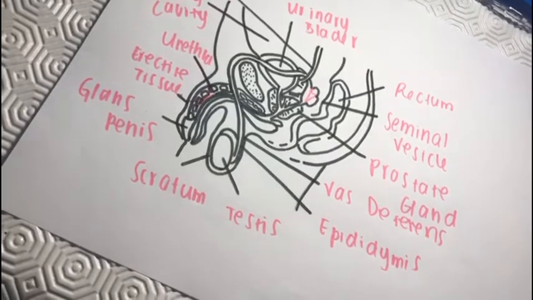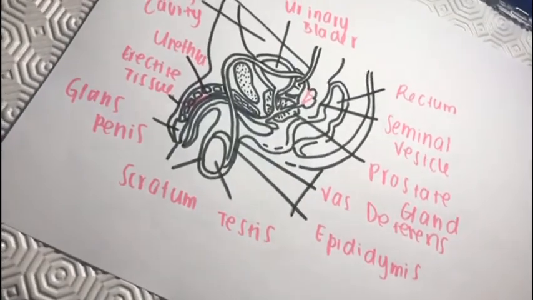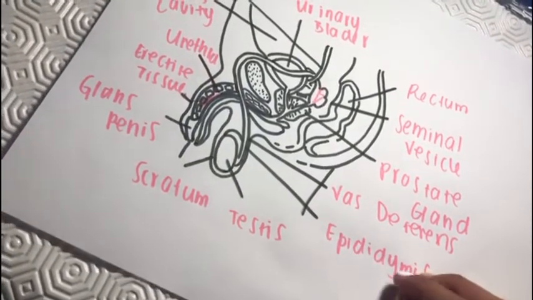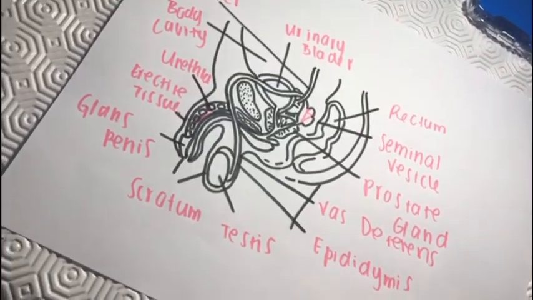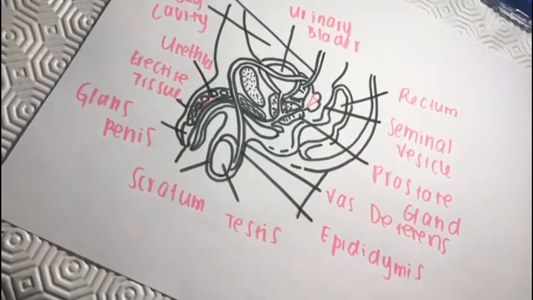In addition to sperm, it contains secretions from the glands, and these secretions control the male's pH, and they provide sperm with nutrients for energy.